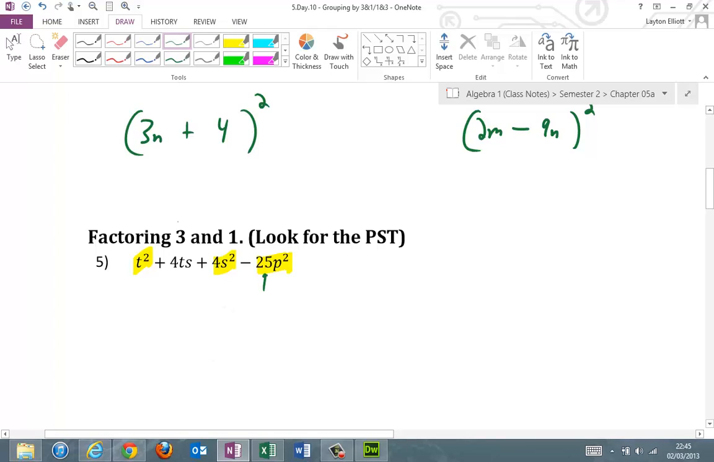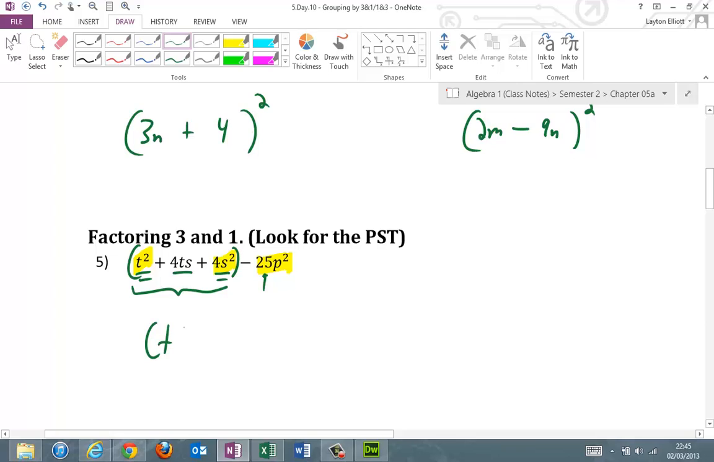And then I also look at the one that doesn't have one. Which 2 does it come from? It could never come from the 25p squared. It comes from the t squared and the 4s squared. Put parentheses around that, and we have probably identified a perfect square trinomial. This is a PST minus another square. So what I'm going to do is I'm going to keep the other square where it is, but I'm going to factor this as a perfect square trinomial.